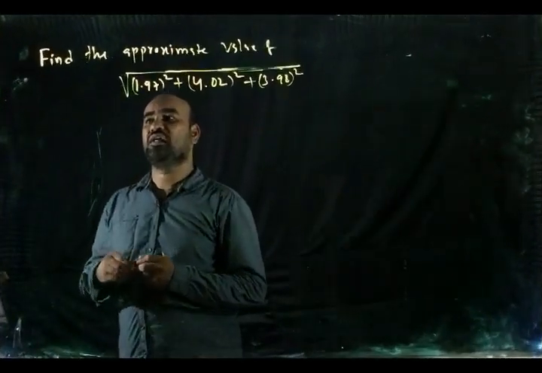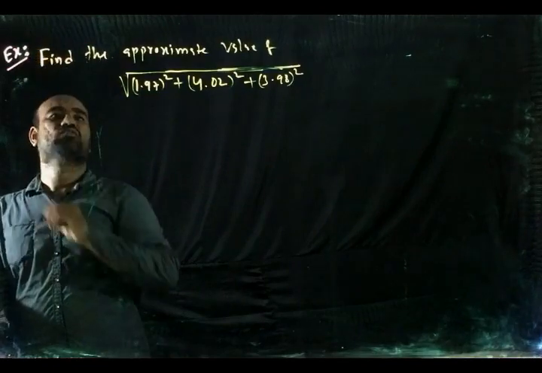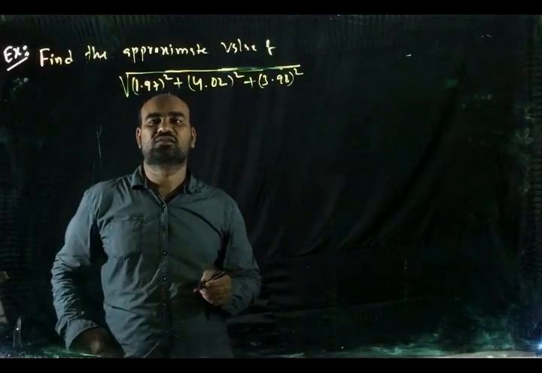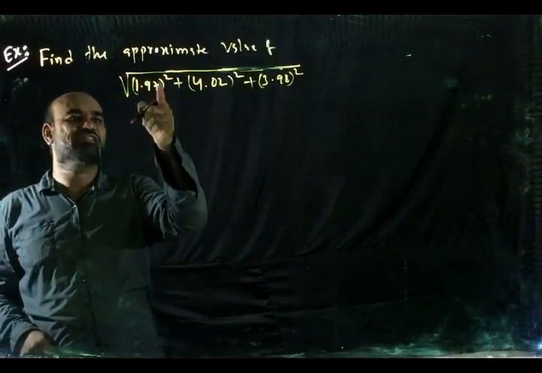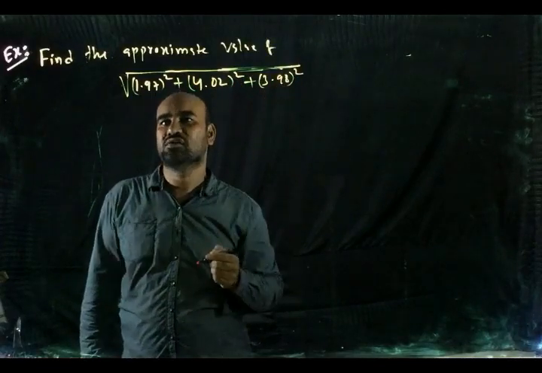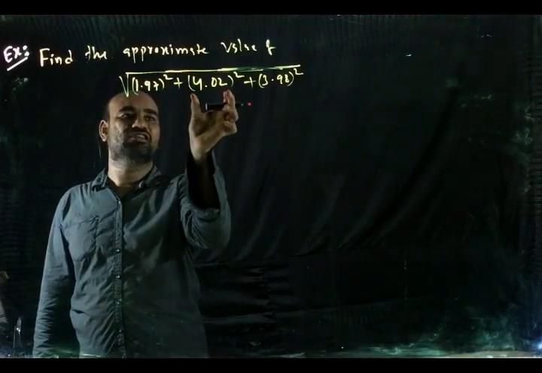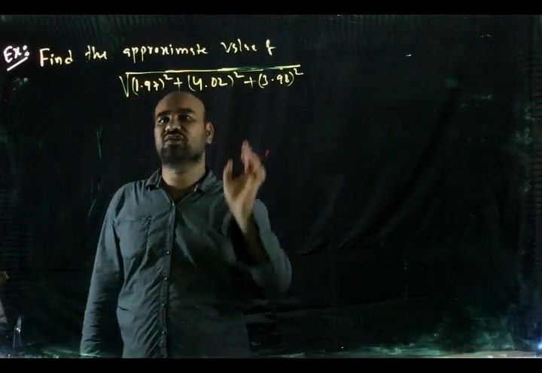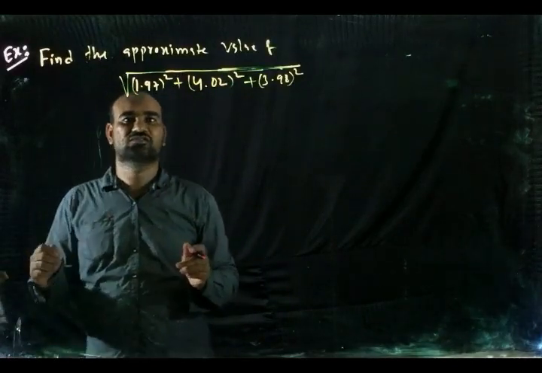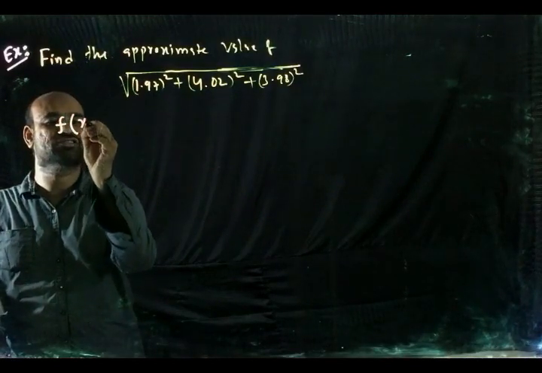Student, another example problem. Find the approximate value of this expression: root over 1.97 square plus 4.02 square plus 3.98 whole square. One of the ways is to separate and find the value of this, adding, squaring, finding the square root. Okay, but it becomes difficult. So that's why I am taking the problem like this.